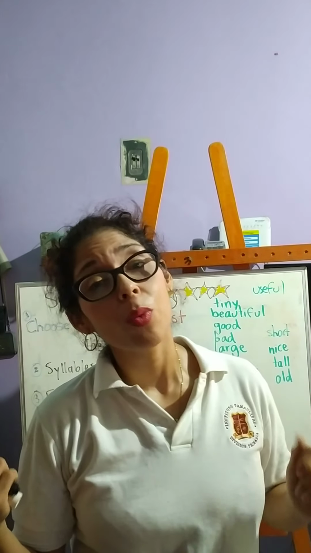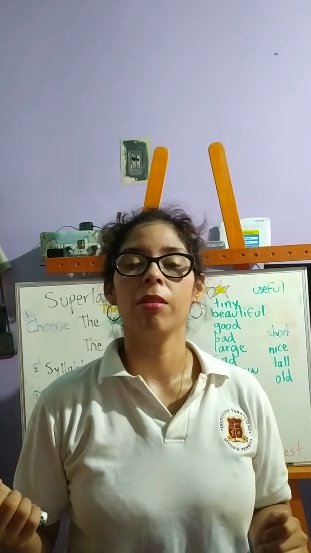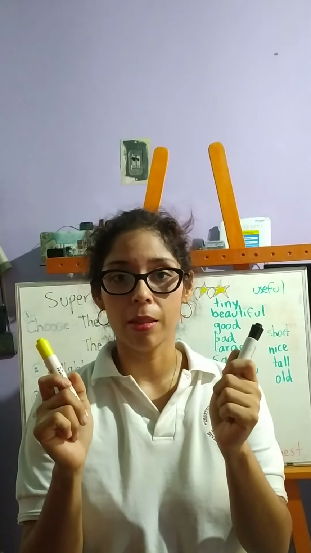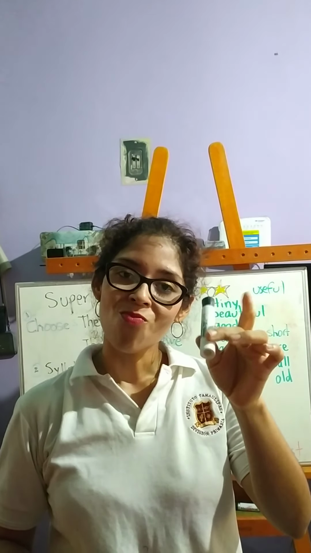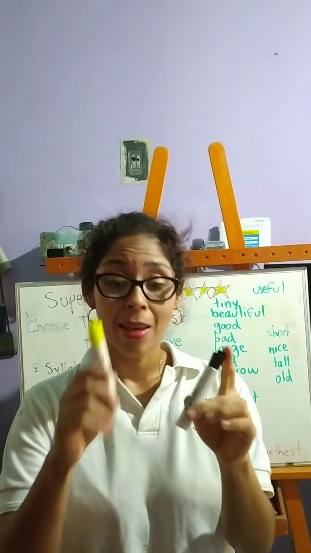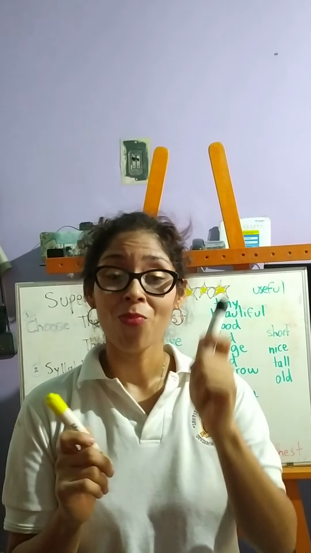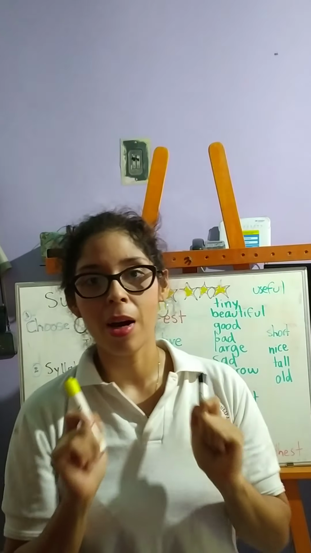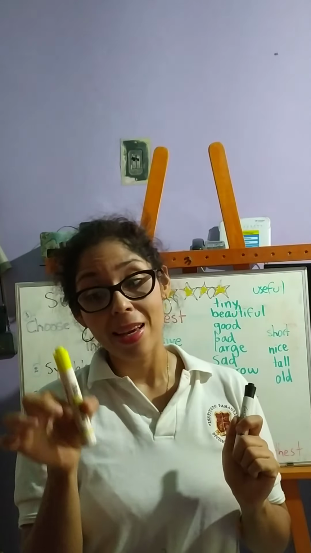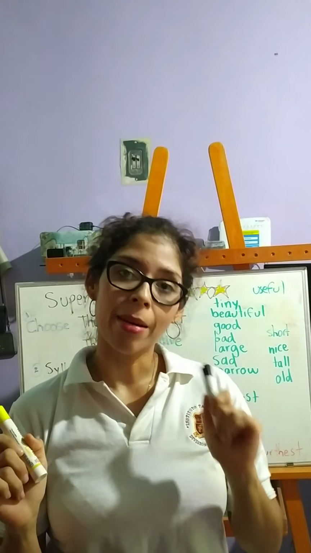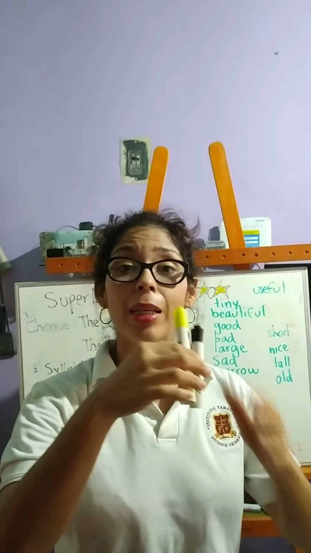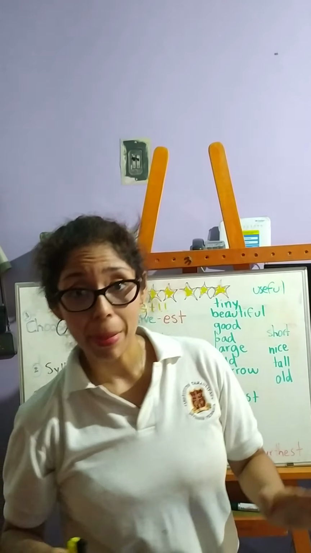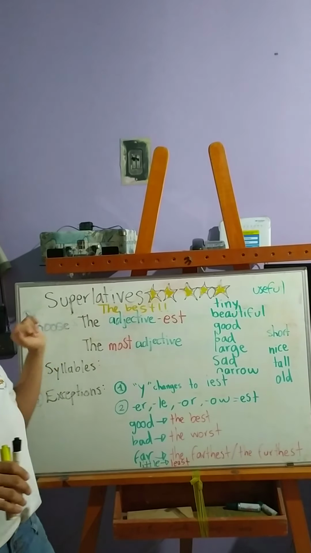Last week we were practicing comparatives. In comparatives, we were comparing two objects. In this case, this marker is black, this marker is yellow. The black marker is darker than the yellow marker, or the yellow marker is lighter than the black marker. We are comparing two objects. Don't forget about that. This week we will start a new topic named superlatives.